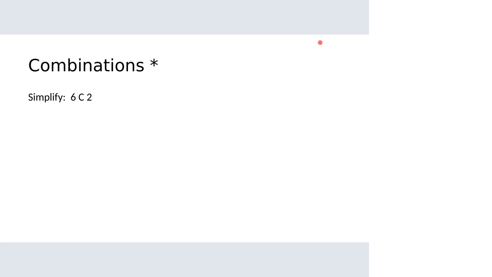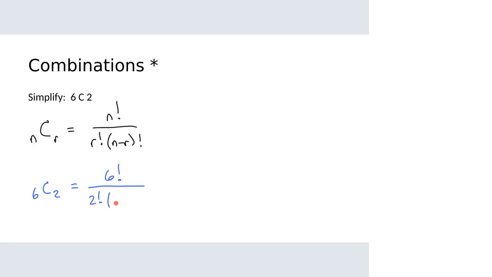So here we have a combination of 6 things taken 2 at a time. So we're going to use the formula for combinations. N is going to be 6, R is going to be 2. Let's plug this in and see what happens. So we have 6 choose 2, and that'll be 6 factorial over 2 factorial, 6 minus 2 factorial. So that's 6 factorial over 2 factorial, 4 factorial.